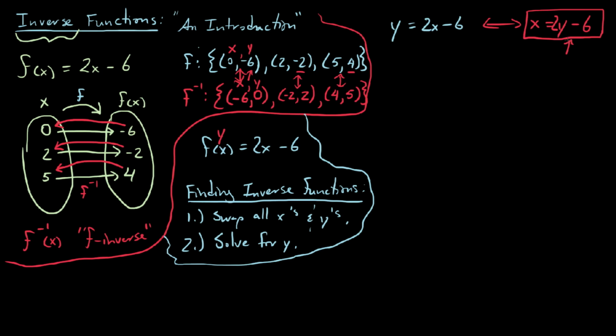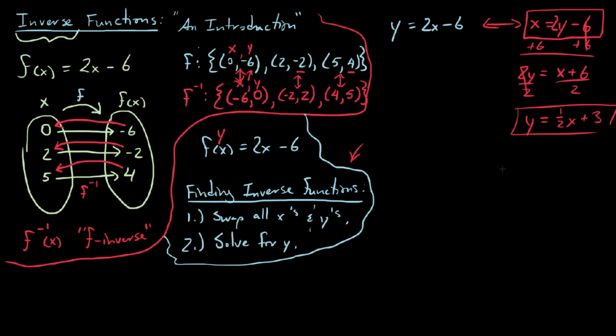So now we're going to solve for y, as we designated down here in our steps. Let's do that. We add 6 to both sides. We end up with 2y on the left now equal to x plus 6. And then we can simply divide everything by 2. And we get y equals 1/2 x plus 3, okay?